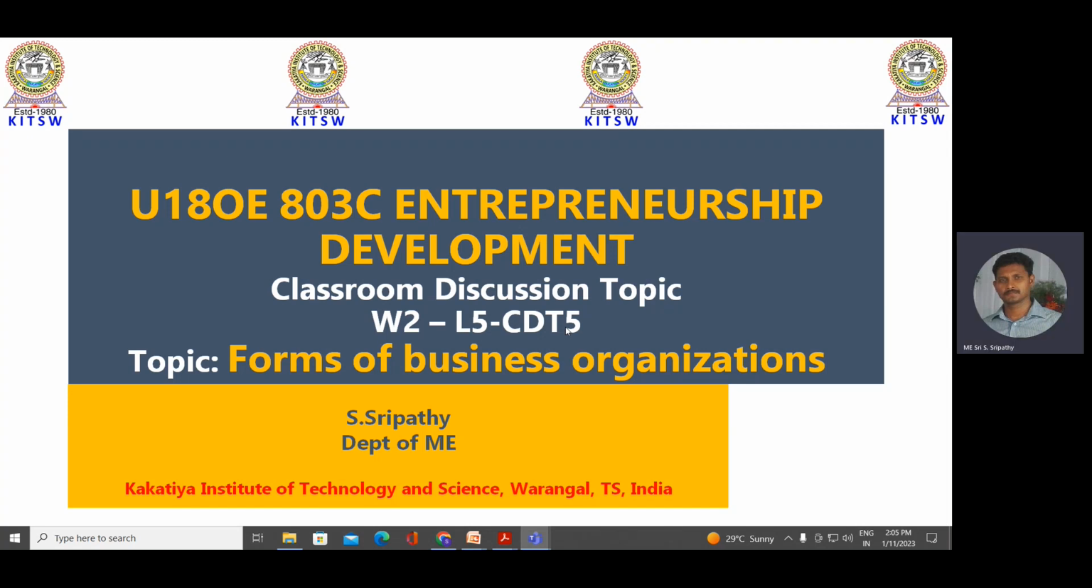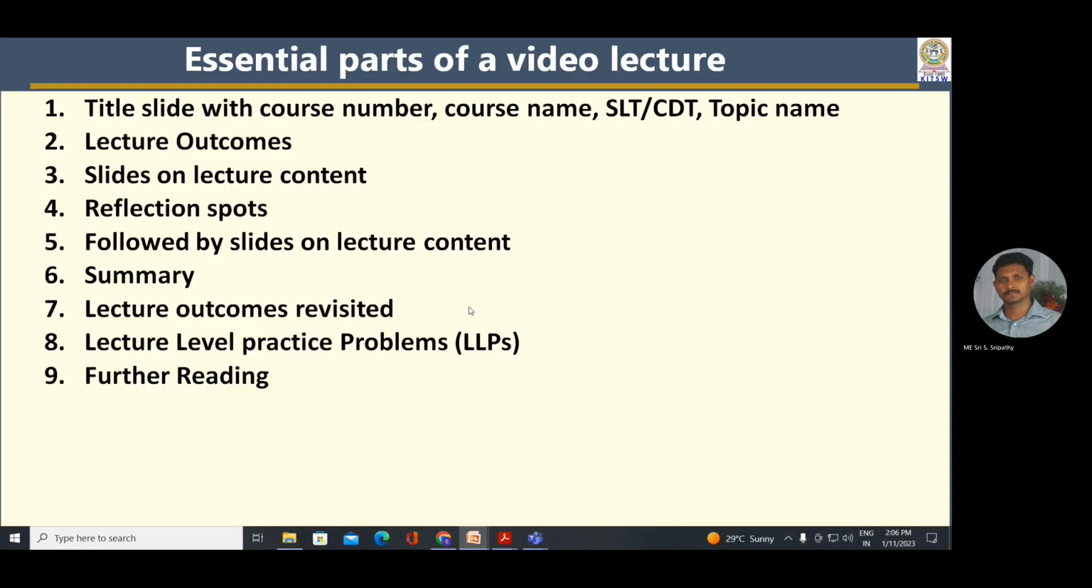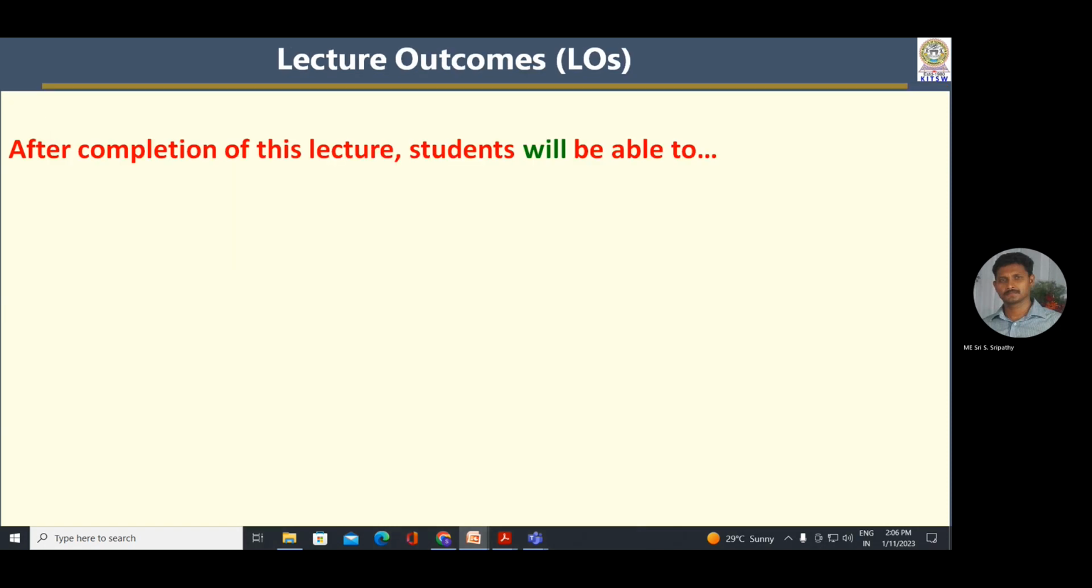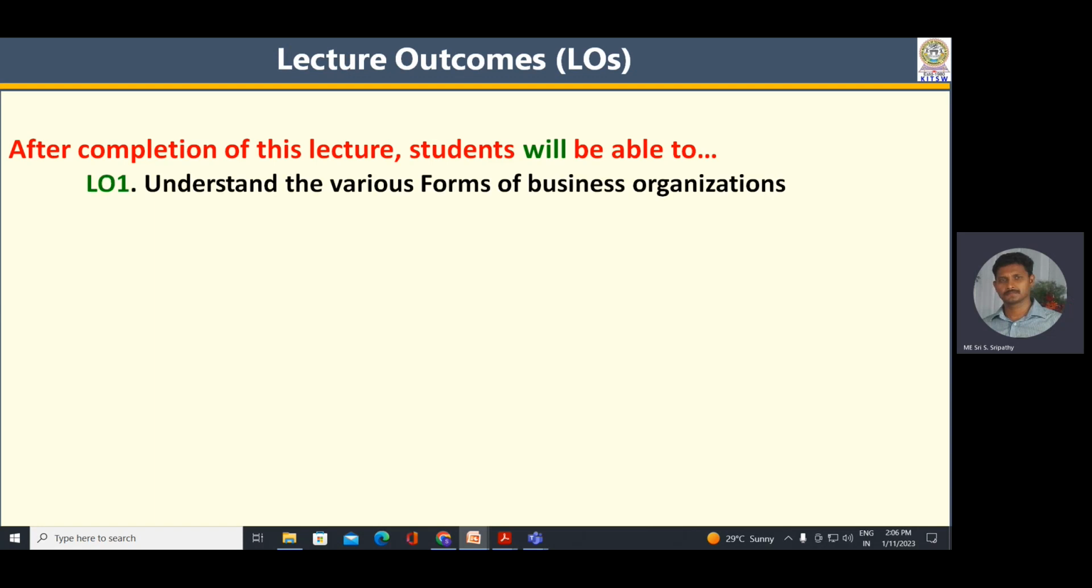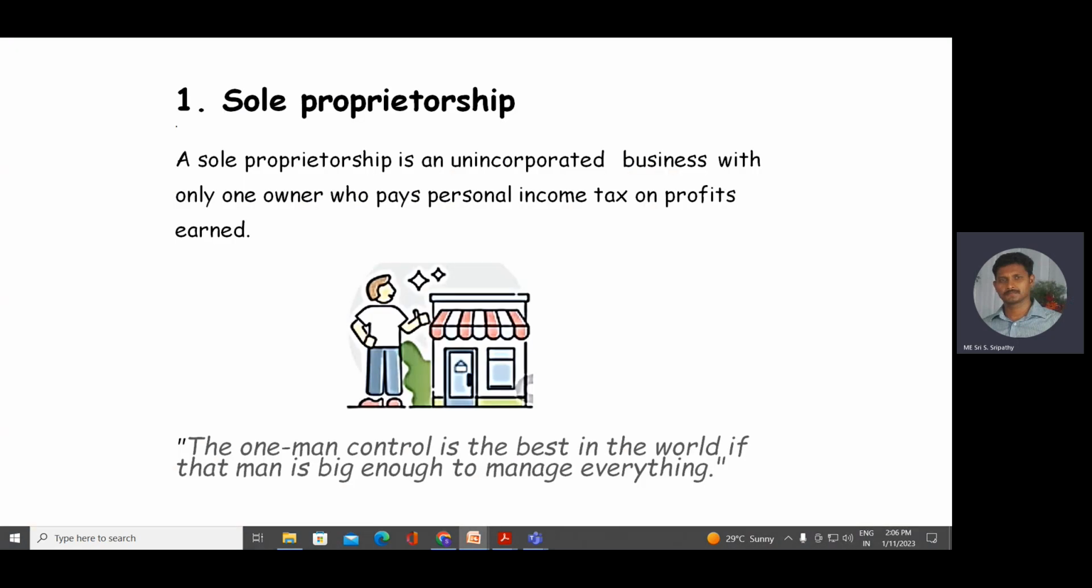In course discussion topic 5, the topic which we are going to discuss is forms of business organization. After completion of this lecture, you will be able to understand the various forms of business organizations.